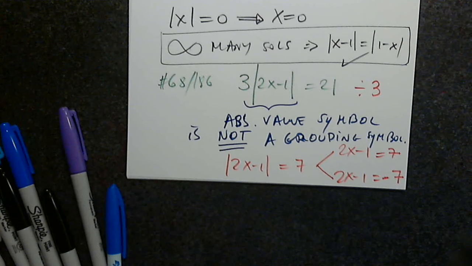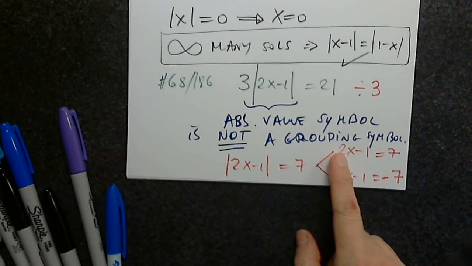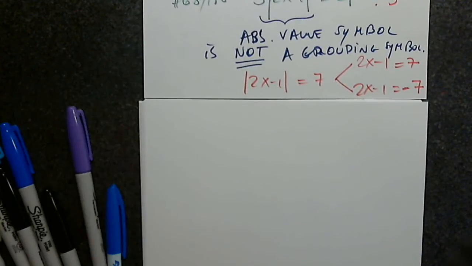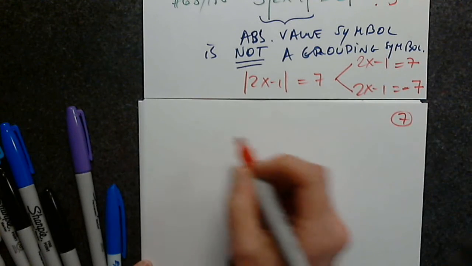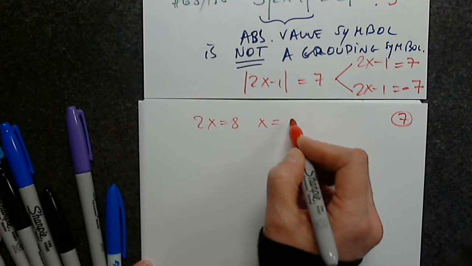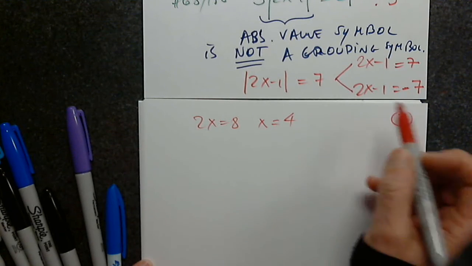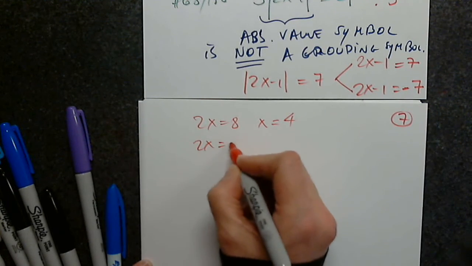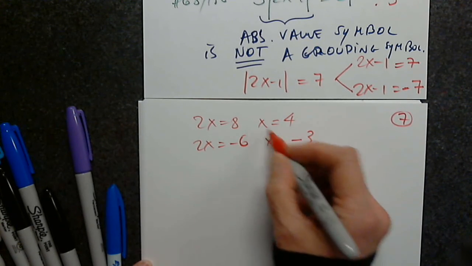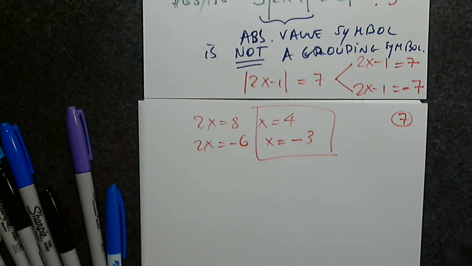So I have to solve 2 linear equations now. I'm going to add 1 and divide by 2. I'm going to add 1 and divide by 2. So what is the first solution then? 2x equals 8. X equals? Perfect. 2x equals negative 6. So x equals? That's it. And these are the solutions of the absolute value equation.